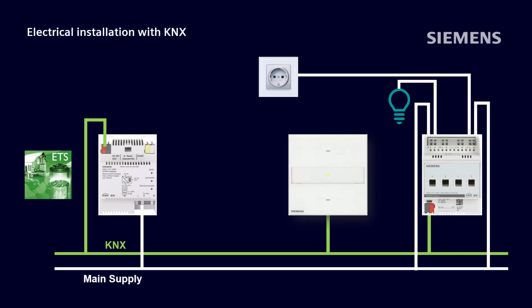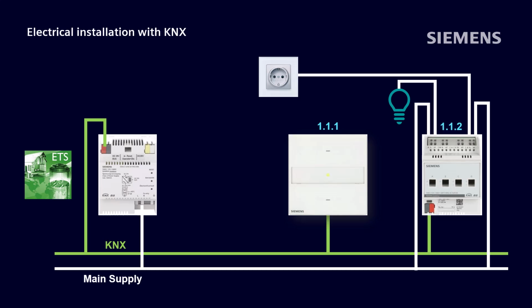In the following, the procedure is now very briefly described. Addressing the participants in the line. With the so-called individual address, each device in our system is uniquely assigned to an area, for example, building, and a line, for example, floor. In our example, there is only one building and one floor, so the devices get the individual address 111 for the tactile sensor and 112 for the switching actuator.